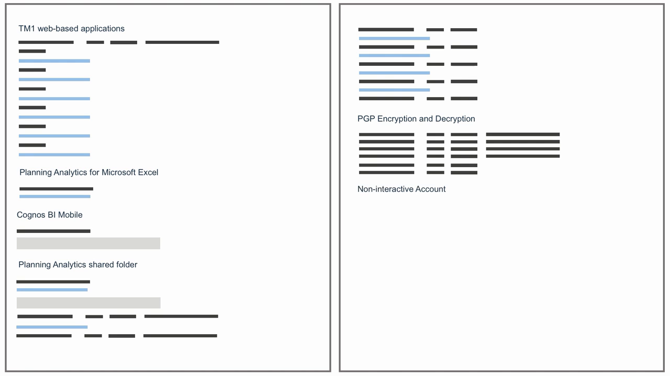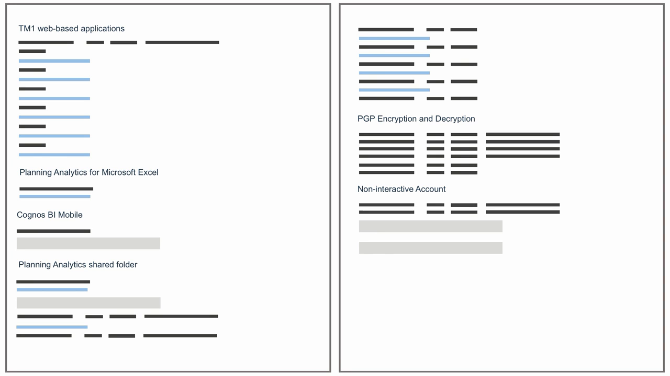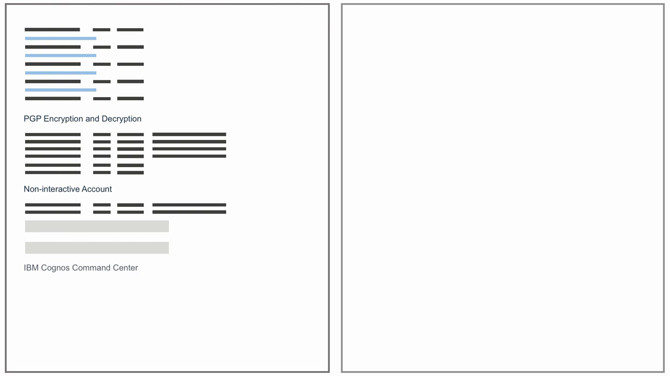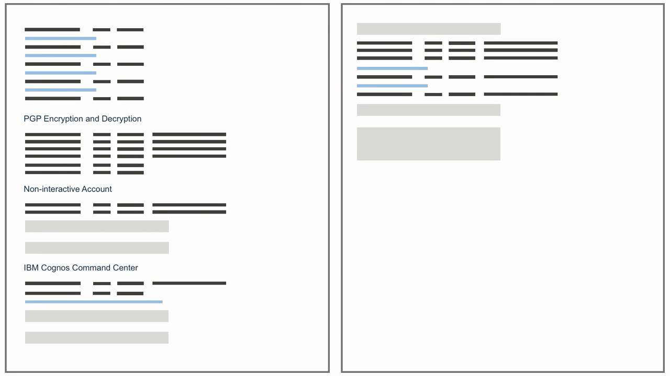The non-interactive account section provides credentials which can be leveraged when using automation tools and processes that require the username or password to be non-interactive or are scheduled. Cognos Command Center is a Planning Analytics component that provides server automation. The final section in the Welcome Kit describes how to set up Cognos Command Center.